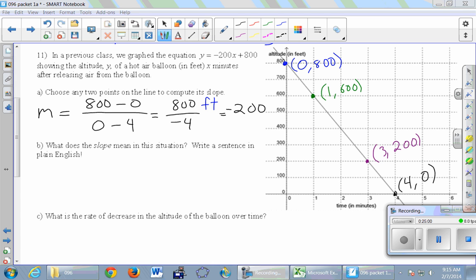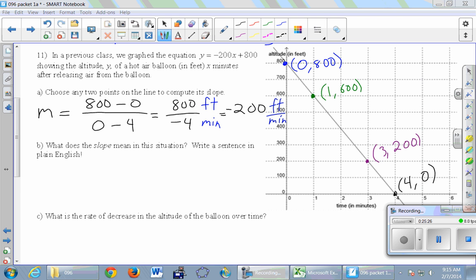And let's go ahead and write the units downstairs. I had 0 and 4. What are the units downstairs? It was minutes. And so the units for the entire answer must be feet per minute. Feet per minute. And I think as soon as you write the units in, the sentence just about writes itself.